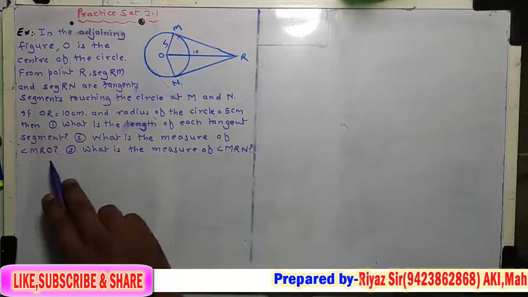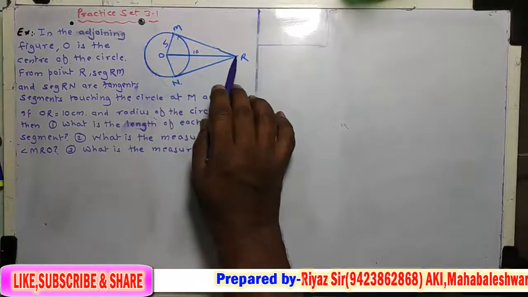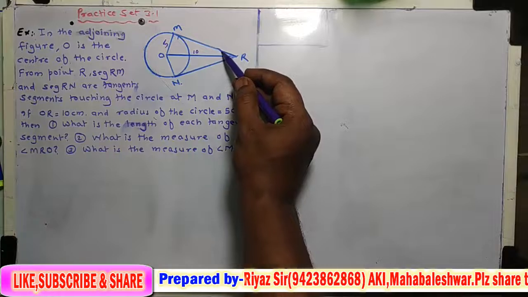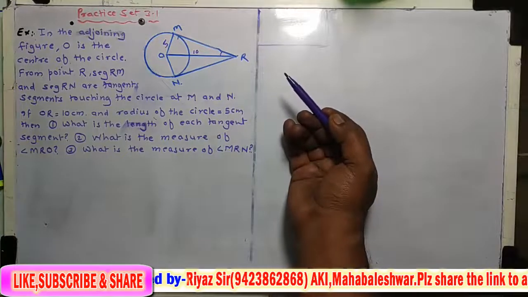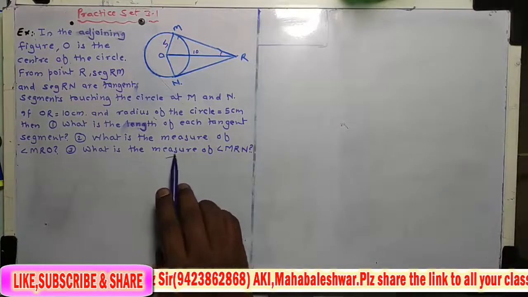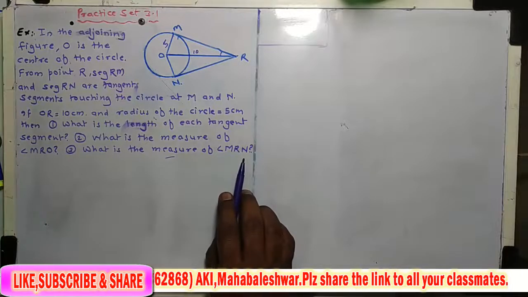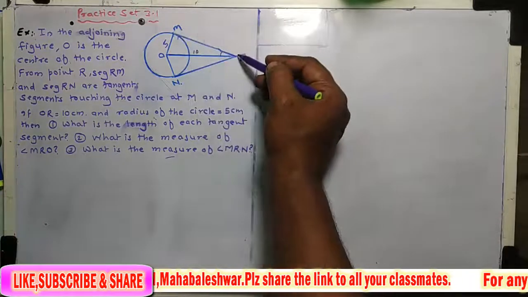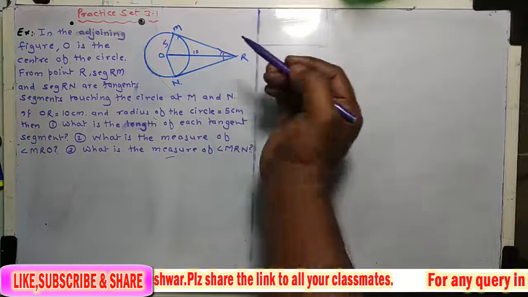Second, what is the measure of angle MRO? MRO, the measure of this angle we have to find. And third one, what is the measure of angle MRN? MRN, that means this whole angle we have to find.